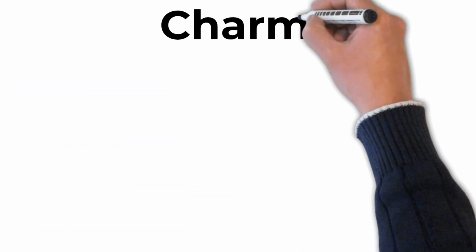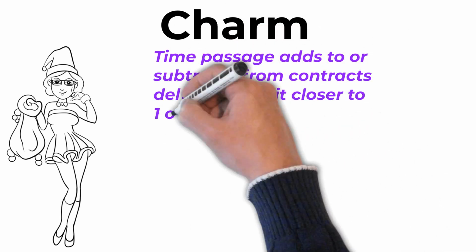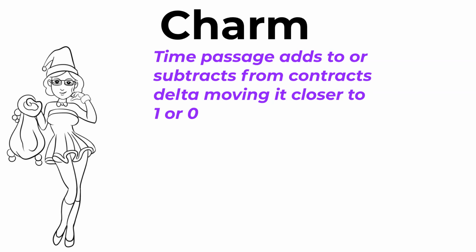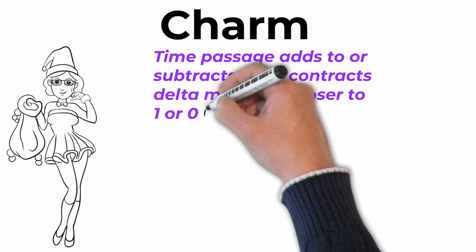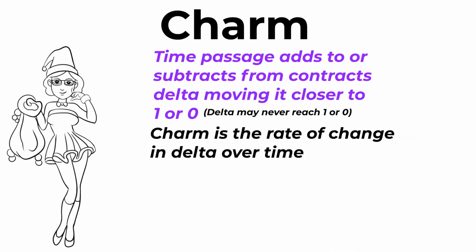The last Greek I will discuss is charm. You likely won't be able to find this under your option chain, but I believe the Greek is important to be aware of and understand. Each day that passes adds or subtracts from your delta, moving it closer to either 1 or 0. Mind you, that delta may never actually reach 1 or 0, but the important concept here is that it is always in motion. Charm is the measurement of that rate of change in delta as time passes.